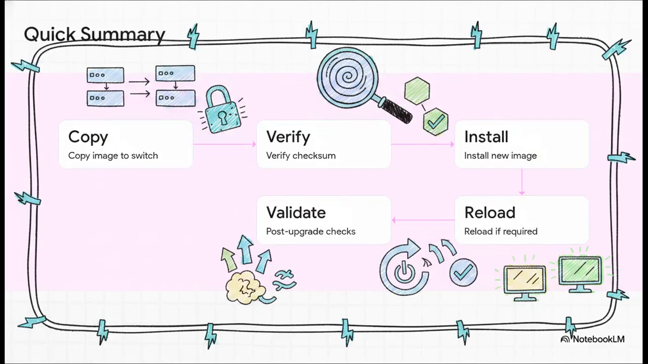So the crucial point is, to bring it all together, here's your ultimate 5-step cheat sheet. 1. Copy the image securely. 2. Verify the checksum perfectly. 3. Install using the add, activate, and commit syntax. 4. Reload the switch. And 5. Validate your interfaces and stack health. It's a clean, reliable, and totally professional workflow.